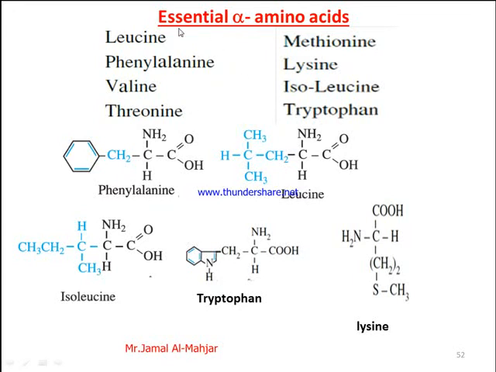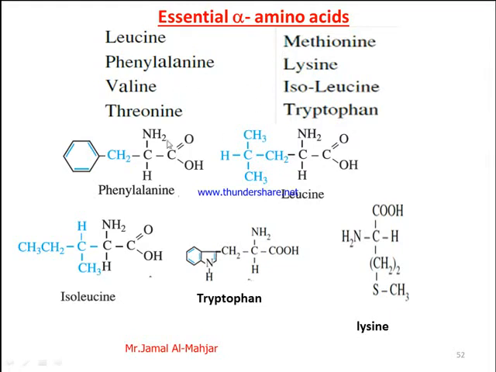Here we have the types of the essential alpha amino acids. We have leucine, phenylalanine, valine, threonine, methionine, lysine, isoleucine, and tryptophan. So these are the 8 essential alpha amino acids.